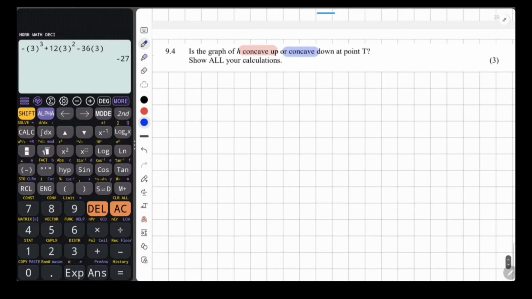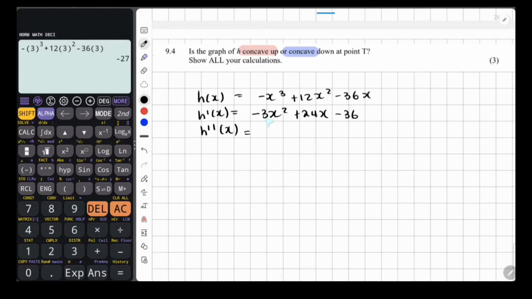To find the point of inflection, or really just the x value of the point of inflection, we're going to take the equation of h. Let me just write that down. Then we're going to derive it. We derive it twice. The first time we get negative 3x squared plus 24x minus 36. To get the point of inflection, you derive it twice. So the second derivative is negative 6x plus 24.